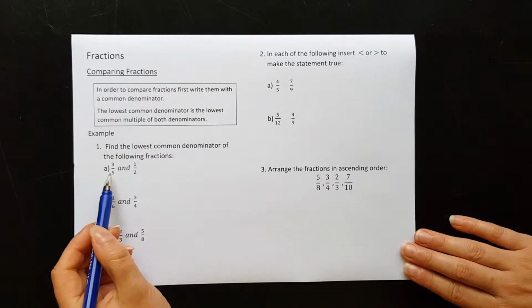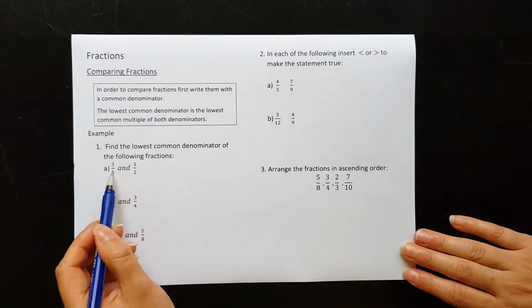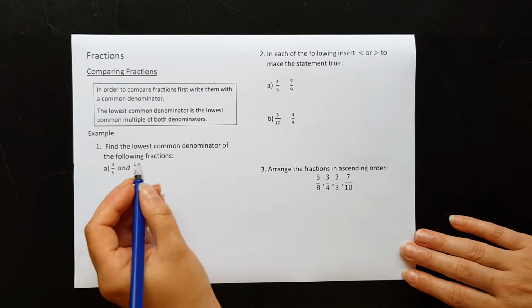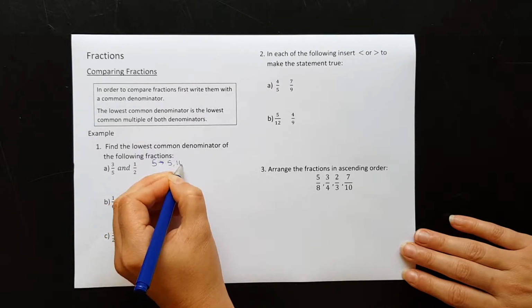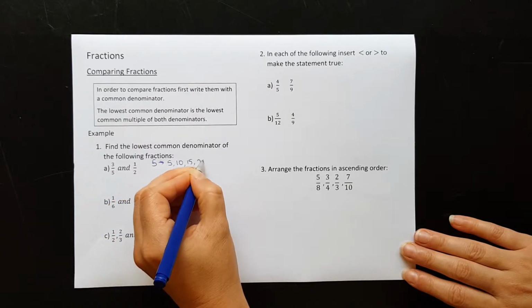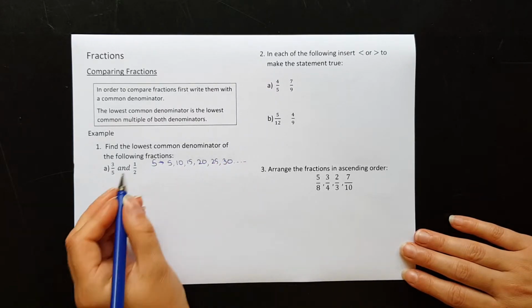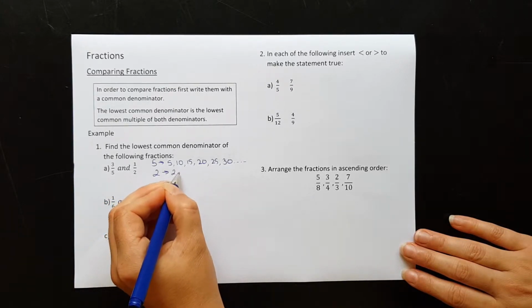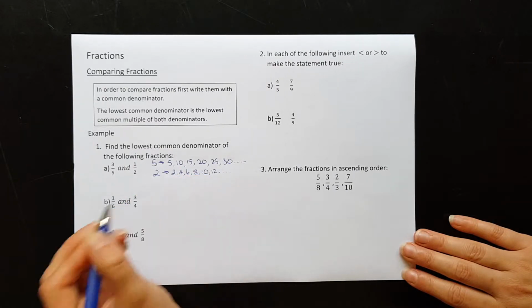I have a denominator of 5 here and a denominator of 2 here. So I want the lowest common multiple of both. 5 has multiples 5, 10, 15, 20, 25, and we can keep going as long as we want. 2 has multiples 2, 4, 6, 8, 10, 12, and we can keep going like that as well.